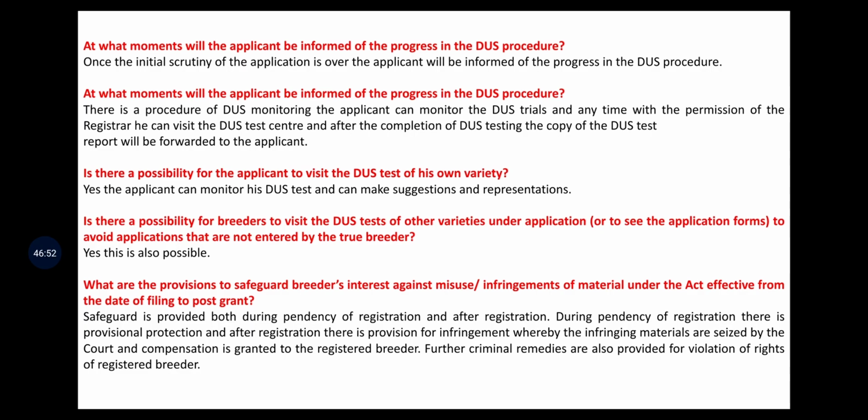What are the provisions to safeguard breeders' interest against misuse or infringement of material under the Act, effective from the date of filing, before the grant? The answer is, safeguard is provided both during pendency of registration and after registration. During pendency of registration, there is provisional protection, and after registration, there is provision for infringement whereby the infringing material is seized by the court and compensation is granted to the registered breeder. Further, criminal remedies are also provided for violation of rights of the registered breeder.